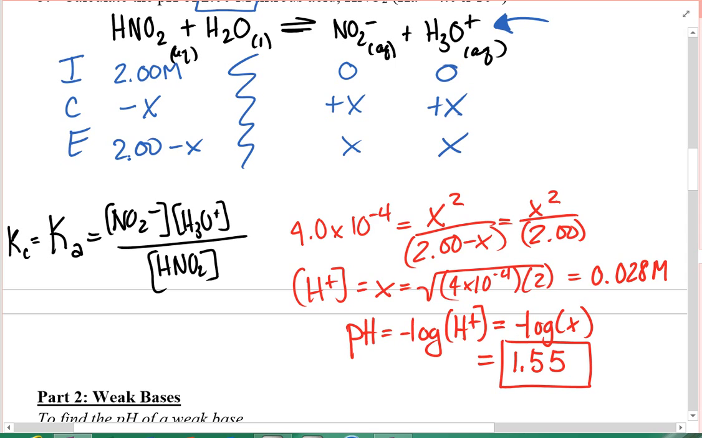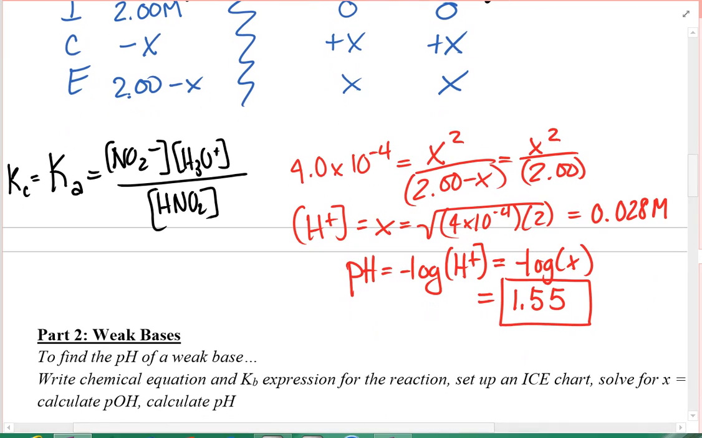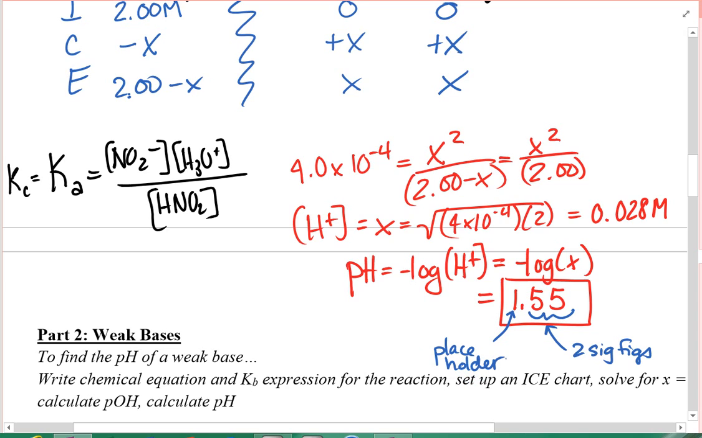If that strikes you as weird with my sig figs here, it might seem as though this number has 3 sig figs in it. But the rule with logarithms is that the numbers to the right of the decimal are the ones that are significant. So this number really has 2 sig figs in it. The number to the left of the decimal is just a placeholder. What do you mean by placeholder? It's kind of like this number right here.